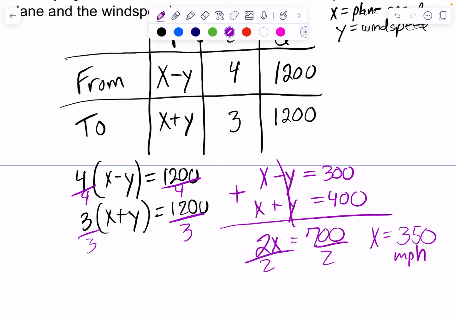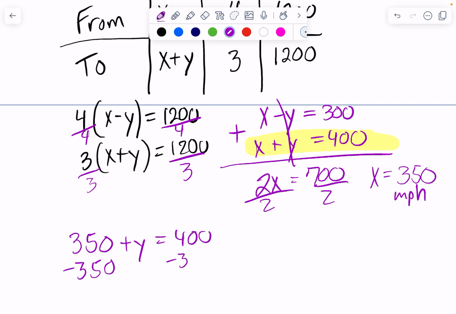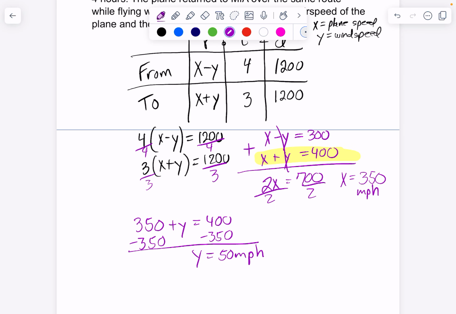miles per hour. And then, me personally, I'm going to use this second equation here, plug in my x to find y. 350 plus y equals 400. And y equals 50 miles per hour. Excellent. So my plane speed is 350 miles per hour, and my wind speed 50 miles per hour.